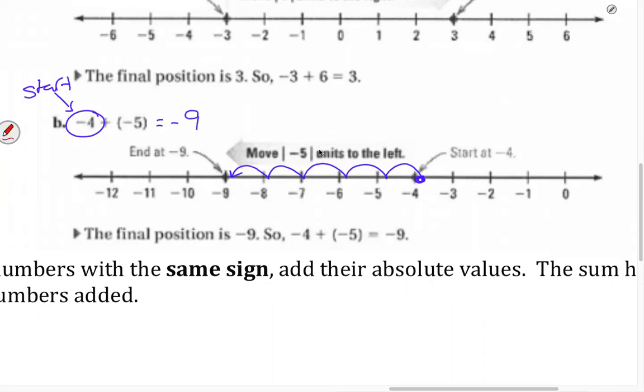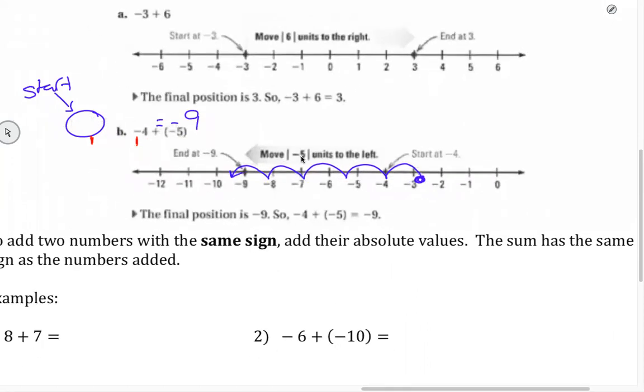And like I said, I like equating this to money. So with money, Neve borrowed $4 from me, and then borrowed $5 from Mrs. Potts. So Neve would owe a total of $9. And owing's not good, and that's why it's negative. All right, any questions with that? Good, I didn't think so.